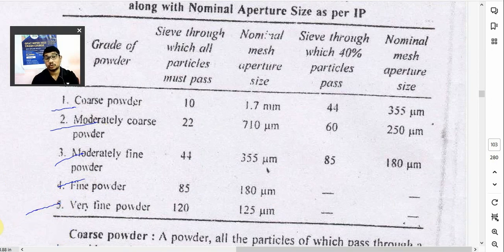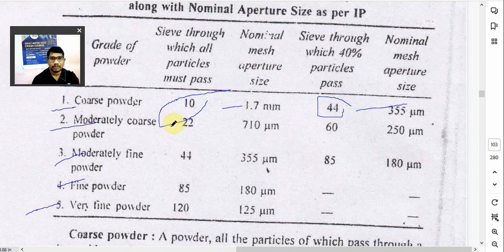But in my table there were two more, microfine powder and ultrafine powder. That was some additional, but important. So coarse powder means what? A powder of which all particles must pass through sieve number 10, and not more than 40% should pass through sieve number 44. Sieve number 10 का nominal aperture होता है 1.7 mm. Sieve number 44 का होता है 350 micron.